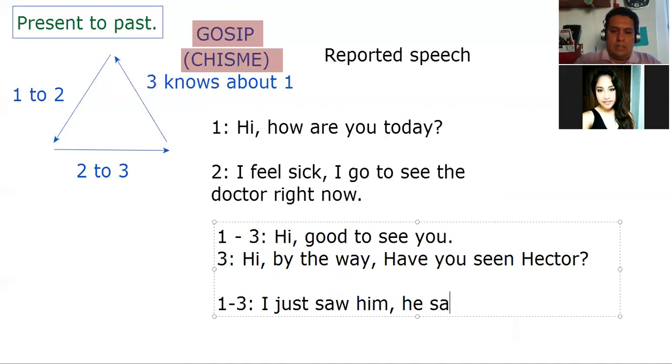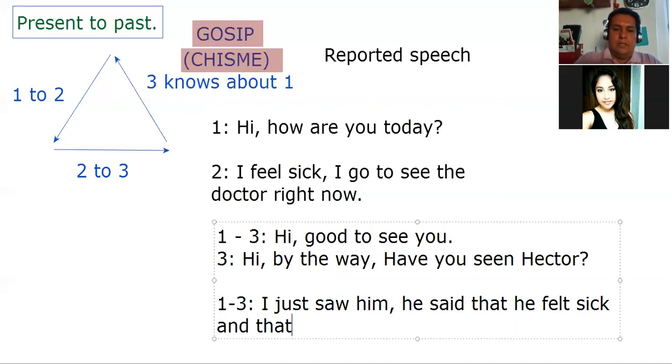And he said that he felt sick and that he went to, I'm going to just say to the doctor. There you go. And this is when we create reported speech.